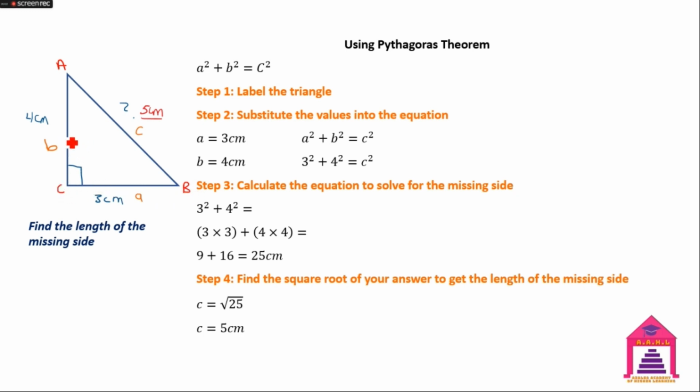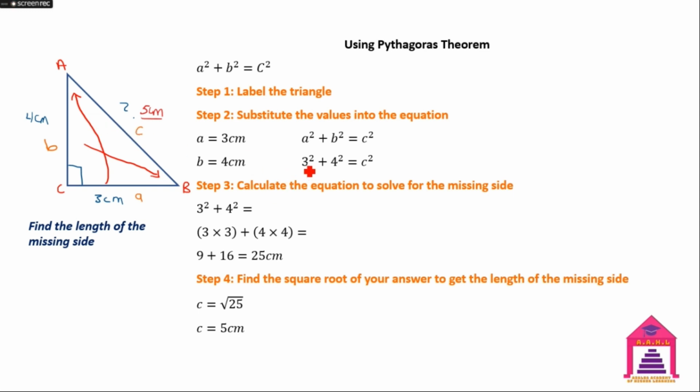So if you notice, this side is directly opposite to this angle. So that's how I got it. A is equal to 3 centimeters, B is equal to 4 centimeters. C is my hypotenuse, it's unknown.